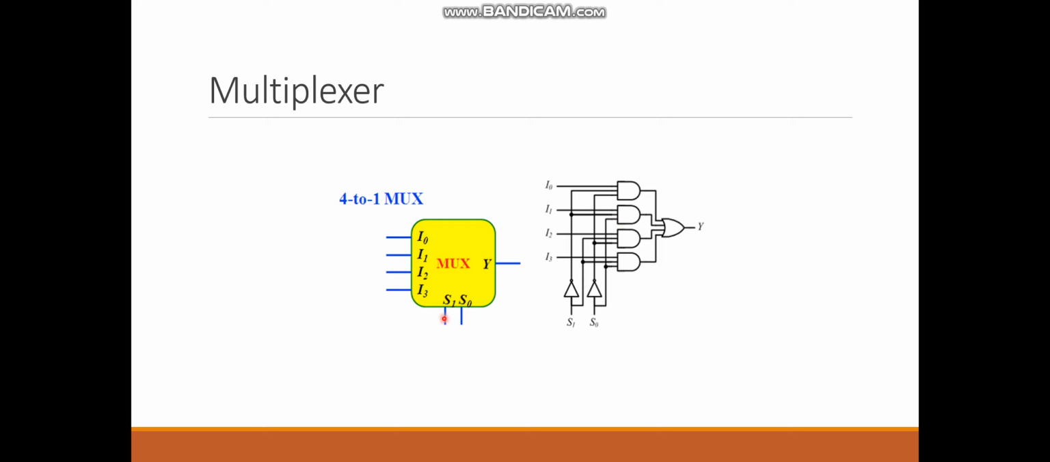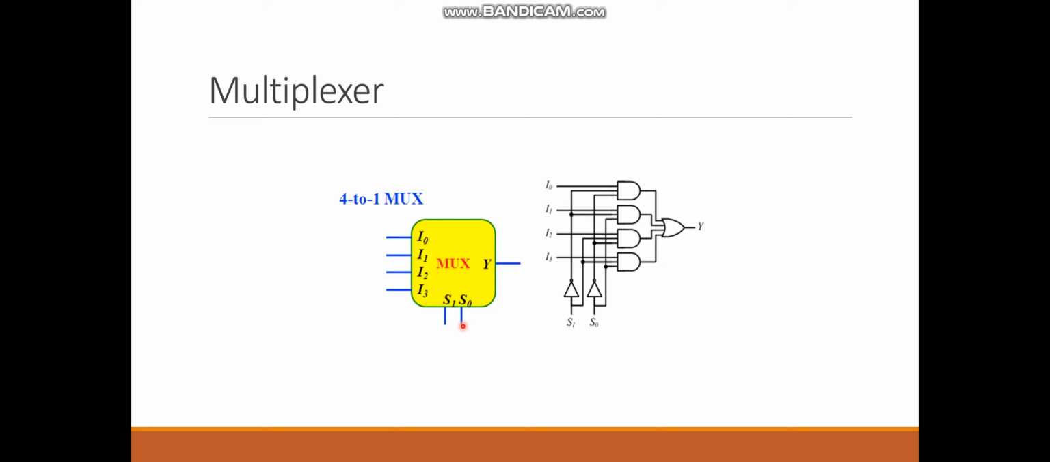But how? We said that if S0 is 0 and S1 is 0, I0 must go to the output, so I0 is connected to that one. S0 and S1 must be connected to that gate, but they must be 1 in logic. So y0 goes to the output of the AND gate, then to the OR gate. So 0, 0 is going to be 1 and 1 here. The outputs of the NOT gates are connected to the AND gate. In this case, I0 goes to the output, but if you test, all of the other outputs are going to be 0.